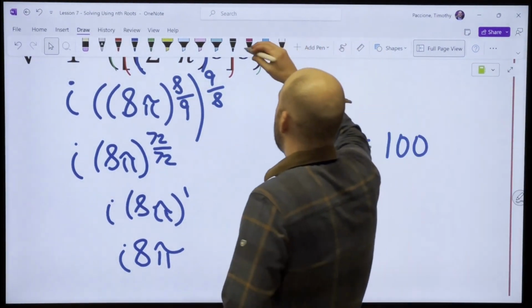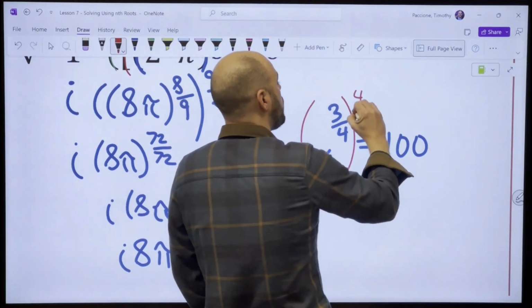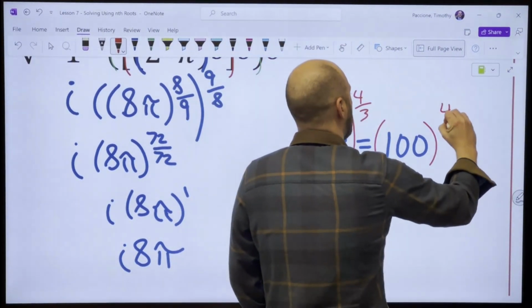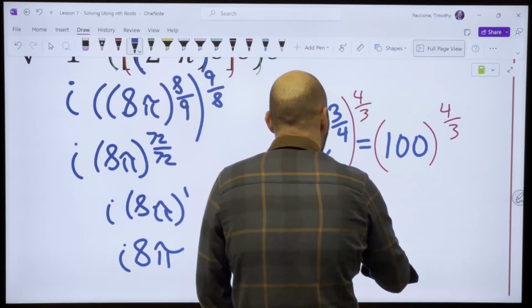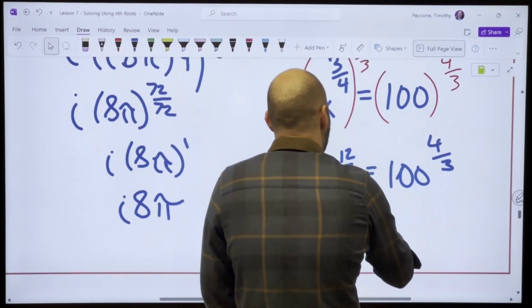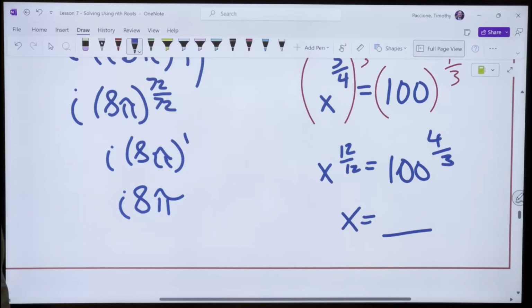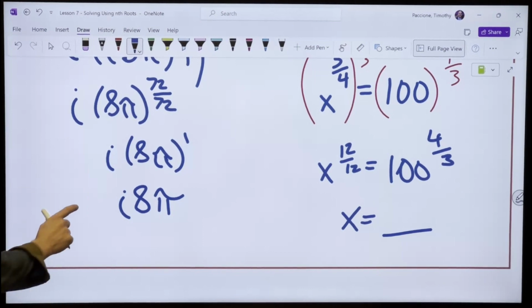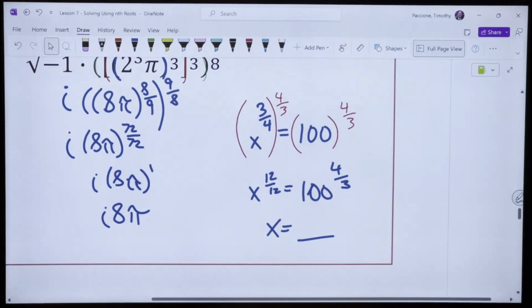And that will always happen when you power to a power, right? So, if I just go and raise this to the 4/3 and raise this to the 4/3, well, what will I get? I'll have x to the 12 over 12 equals 100 to the 4/3. And then that's x to the 1, that's just x. And then I can figure out what that is, and now I can solve it for x when it's got a weird, crazy exponent, right? So, I hope you enjoyed that, but also notice what happened here, because that's where we're going today, okay?